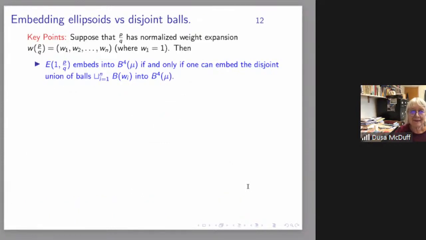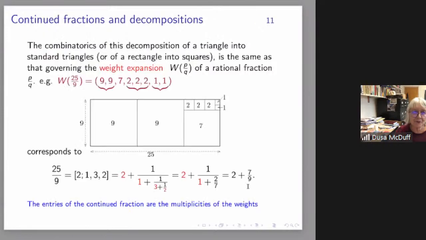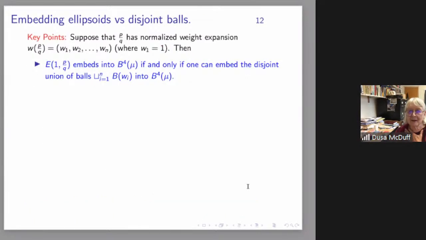Now, I've explained how you can take an ellipsoid and cut it into balls. And then the amazing thing is that there's a theorem that tells you if you can embed the balls, then you can embed the ellipsoid. That's one of the key steps.